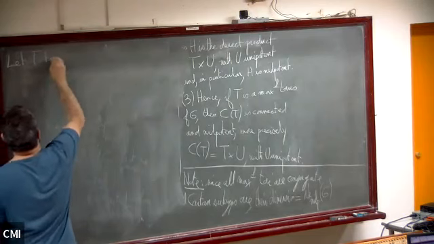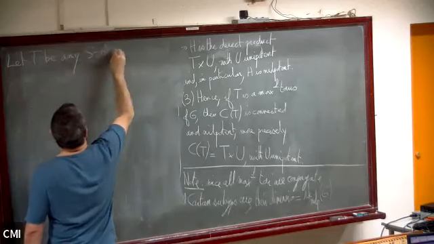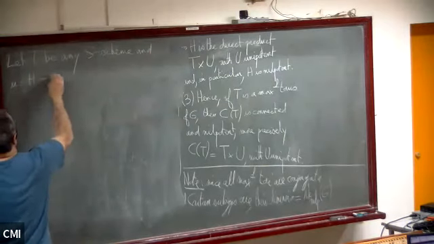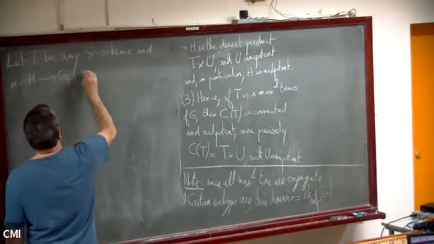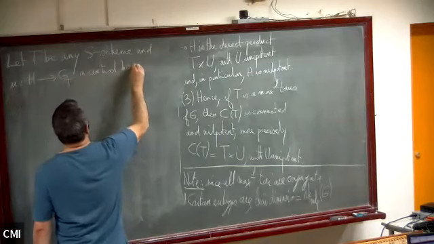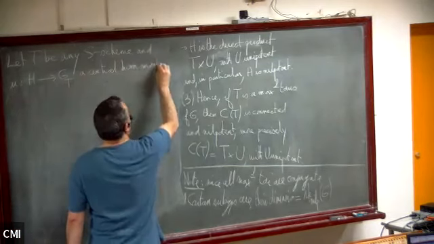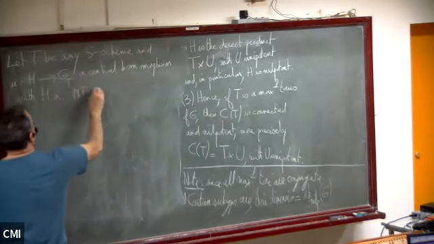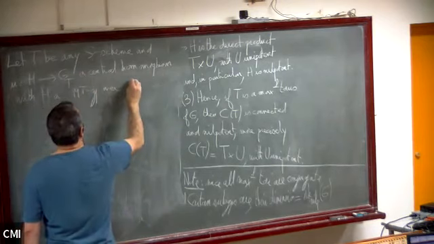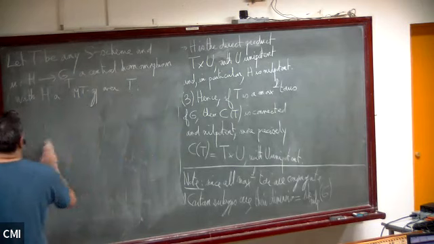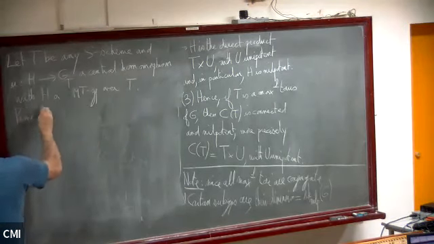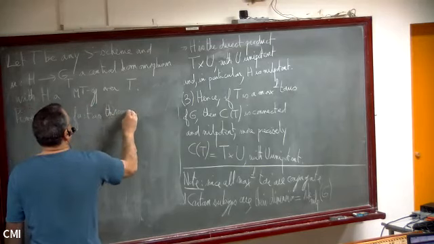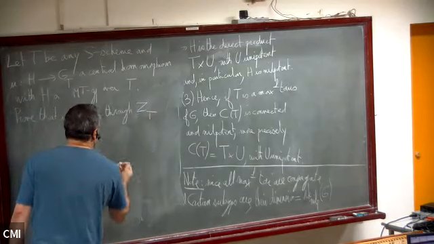Let T be any S-scheme, and let U, from H to G_T, be a central homomorphism, with H a multiplicative type group over T. We want to prove that U factors through Z_T. This is what we want to prove.